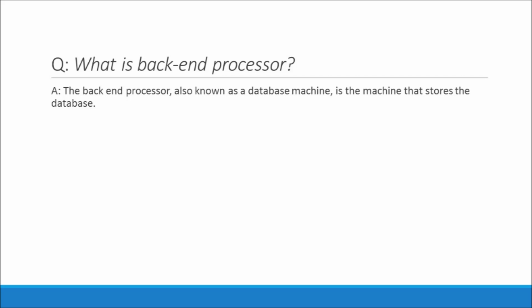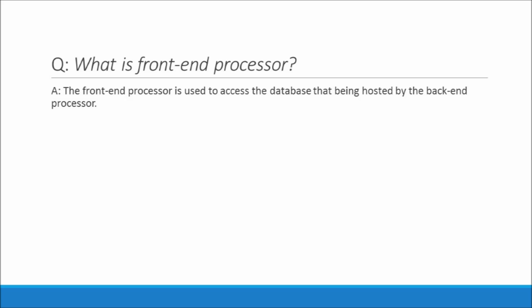What is a backend processor? The backend processor is the machine that stores the database, also known as a database machine. For example, Oracle sells the Oracle Exadata database machine as a platform for running an Oracle database.